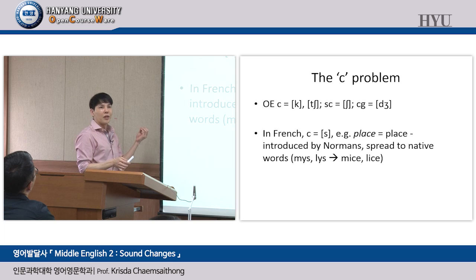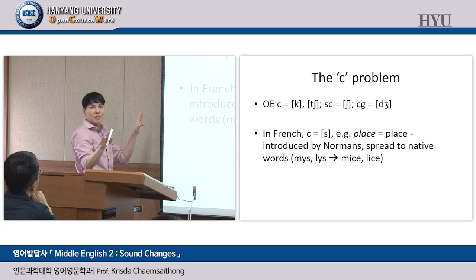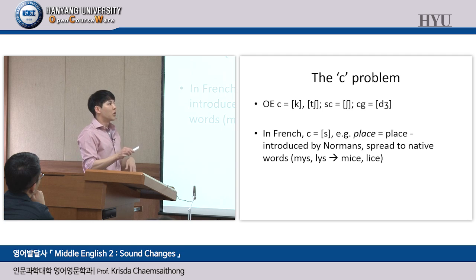Now, there's a problem because supposedly one letter should represent one sound. So in Middle English, scribes changed the conventions. In French, C represents an S, as in place. So C here represents an S, not a K or a CH. So Norman scribes borrowed that convention. So in Middle English now, C at the end of a word will represent the S sound, as in place or as in mice and lice.